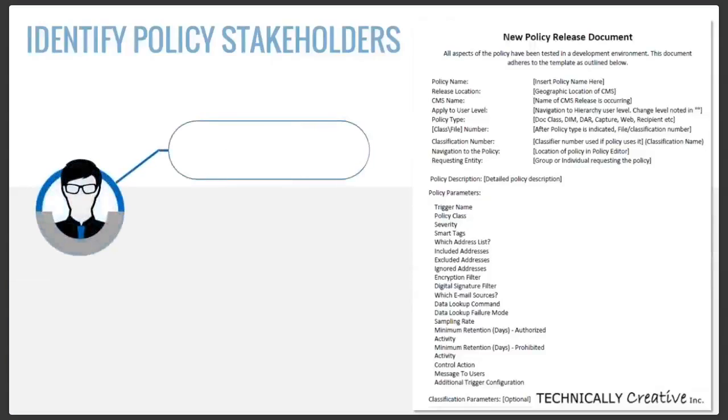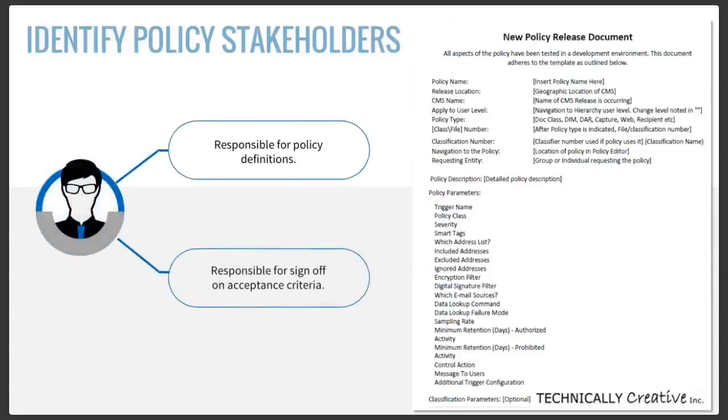Thanks, Mike. We're going to start this off with identifying your stakeholders. Each firm has different stakeholders when it comes to policy, but two main categories that are common are those responsible for policy definitions and those responsible for sign-off on acceptance criteria. Keep in mind though, not all firms have just these two categories. In some firms, IT, compliance, risk, even control room, legal, and other groups have a stake in policy.